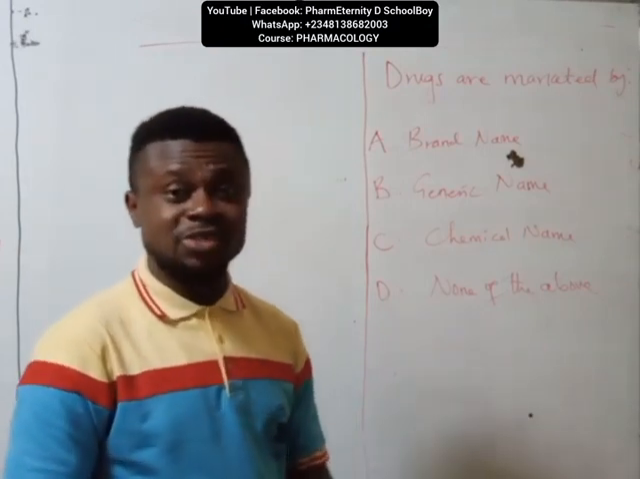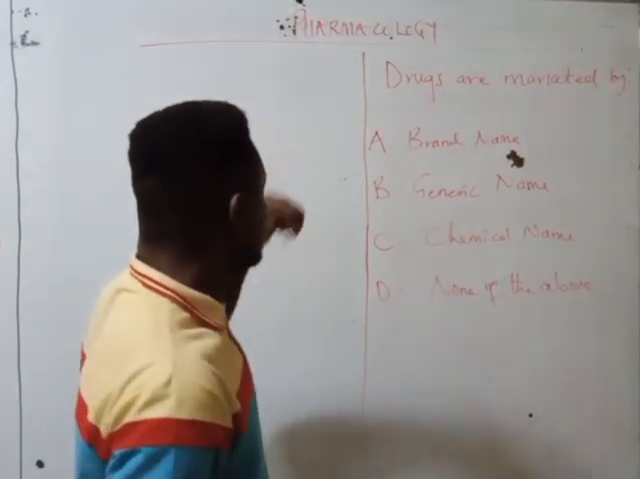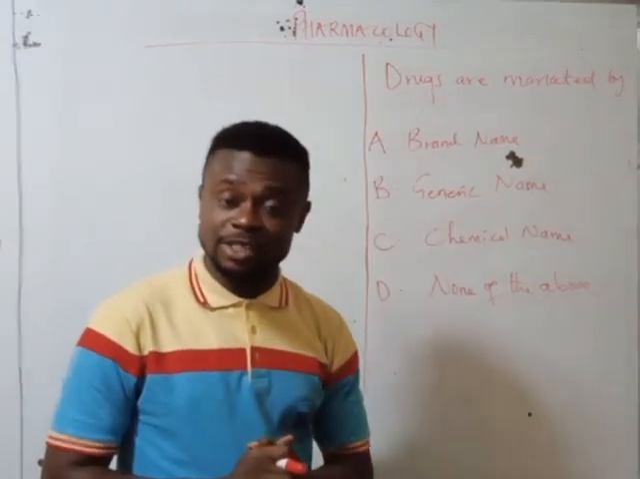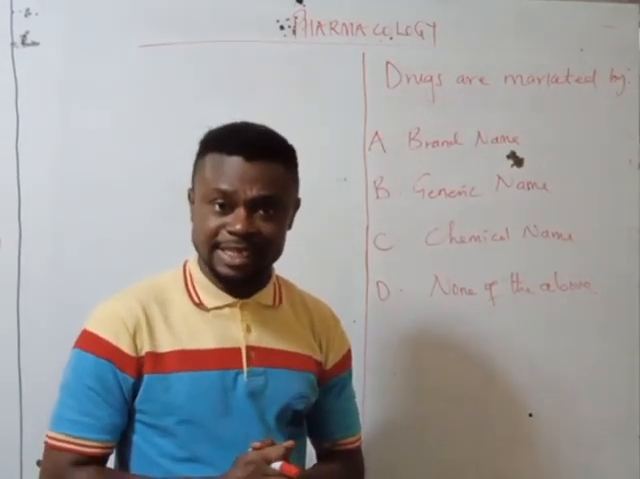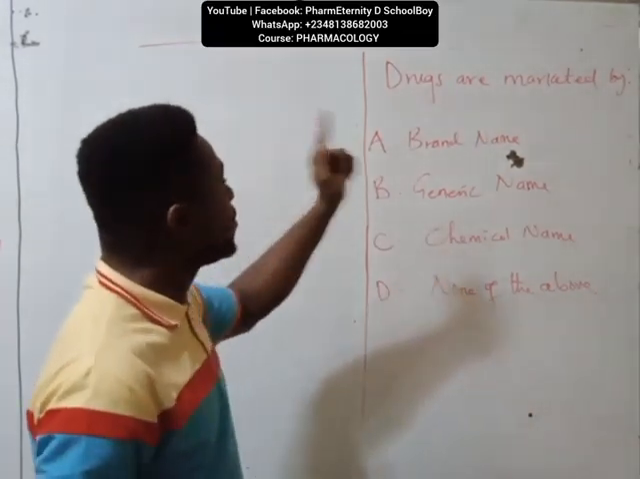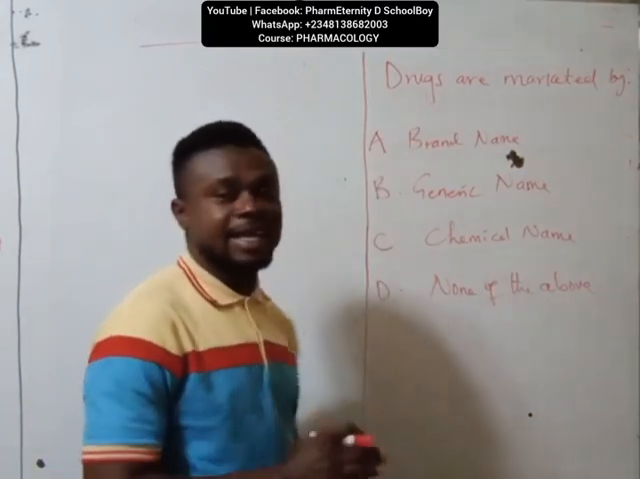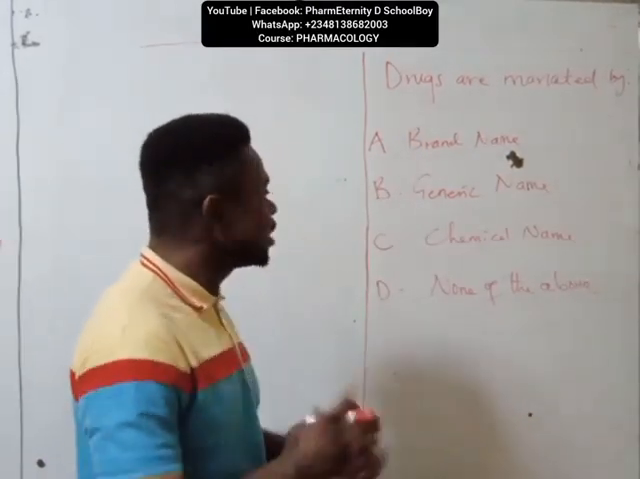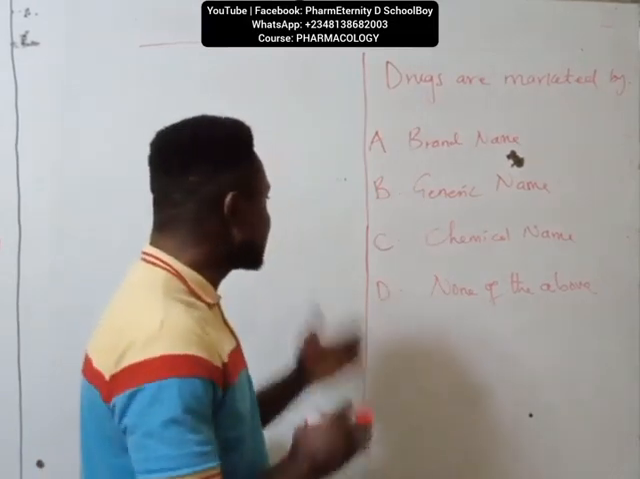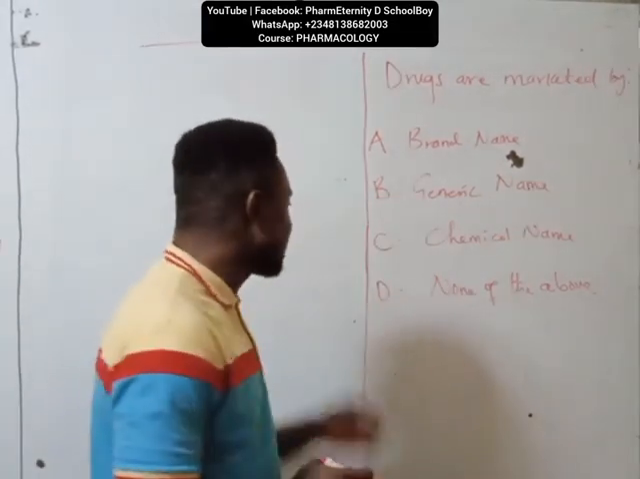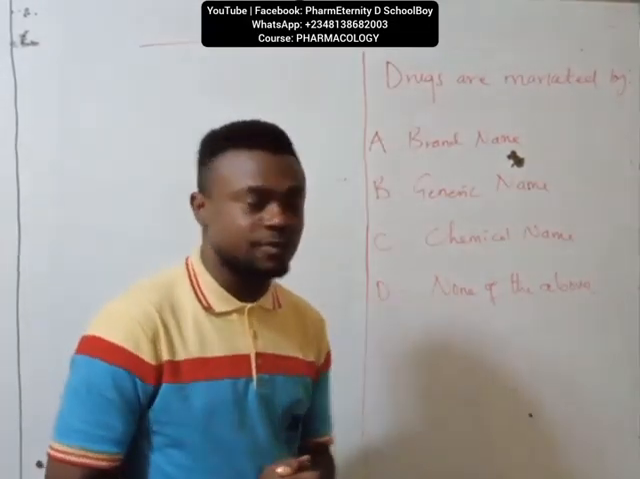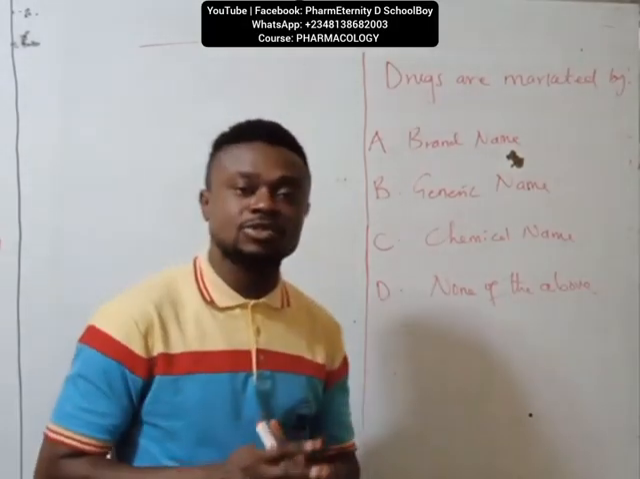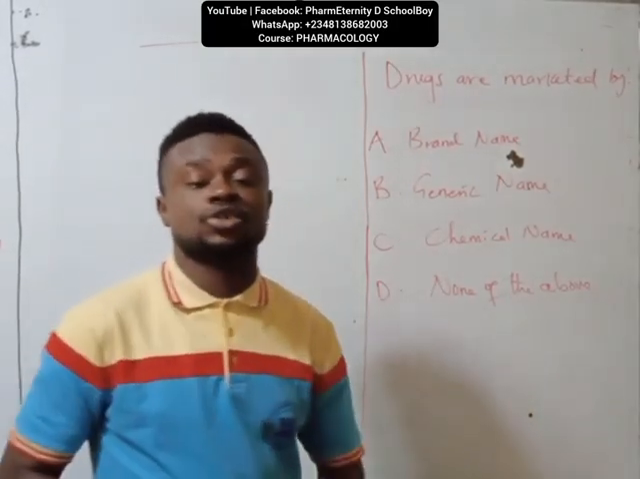Today we are going to take a look at pharmacology, and we have a question on the board. The question says, drugs are marketed by A. brand name, B. generic name, C. chemical name, D. none of the above. This question has to do with drug nomenclature.